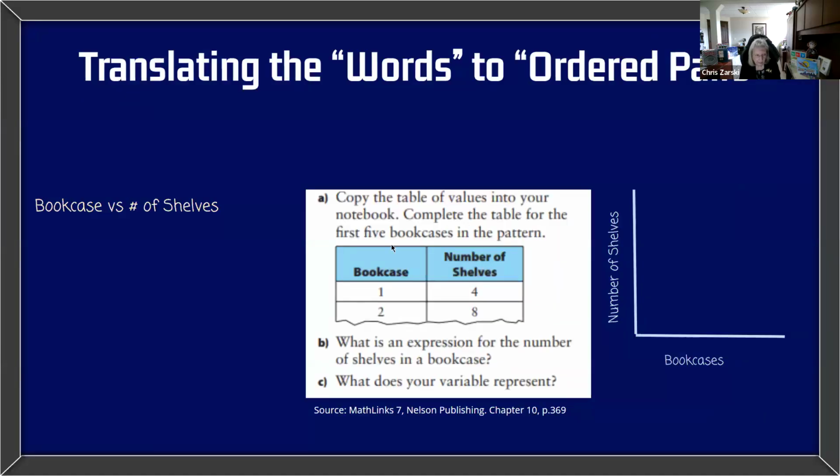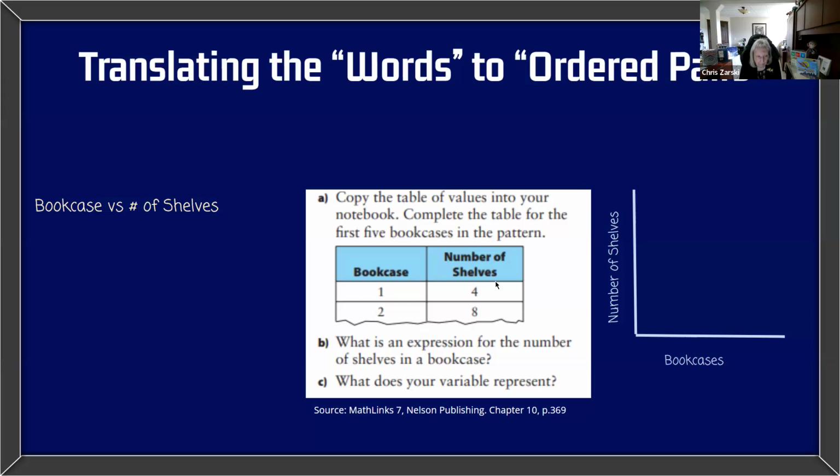So there's an example here of shelves and bookcases. For every bookcase I have 4 shelves. If I have 2 bookcases, I have 8 shelves. So it's like saying for every bookcase times 4, it'll tell me how many shelves I have. So I could use whatever, B if I want for bookcases. So B times 4 is equal to the number of shelves that I have.